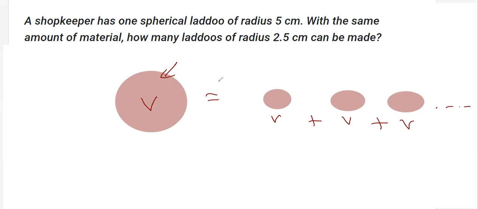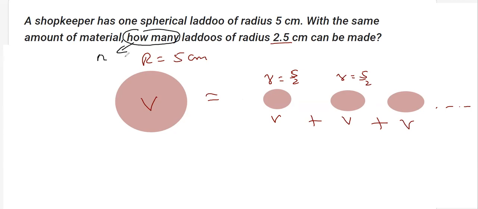Now, further, what do we know? We know the radii here. What are the radii given? The radius of this, I'm using capital R, is 5 centimeter. And the smaller radius of these, let's say small r, is 2.5, which is the same as 5 by 2, and the same for the others, 5 by 2. We need to find the number of laddoos, which we do not know as of now, so let's say the number of laddoos that we have to find is n.